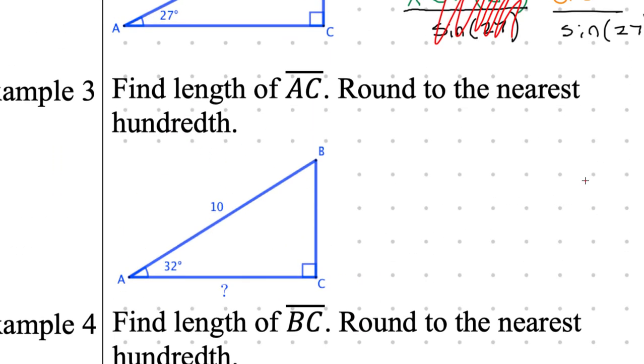So example number 3. The first question that I always ask myself is, what are these things that are being given to me? Is this the adjacent? Is it the opposite? Is it the hypotenuse? What are these things? With a quiet raised hand, who can tell me? What is 10? What is question mark? Label them.